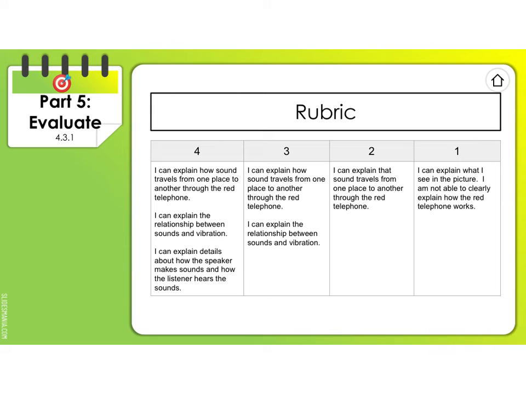If you want a 3, you can explain how the sound travels from one place to another and explain the relationship between sounds and vibration. For a 2, I can explain that sound travels from one place to another. And number 1, I can explain what I see in the picture, but I'm not really able to explain how the telephone works. So that's how we will be grading your work.